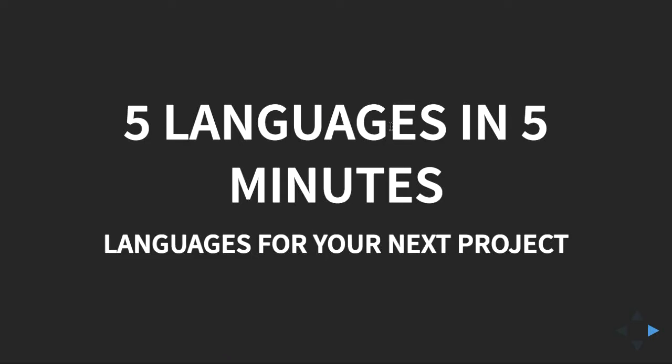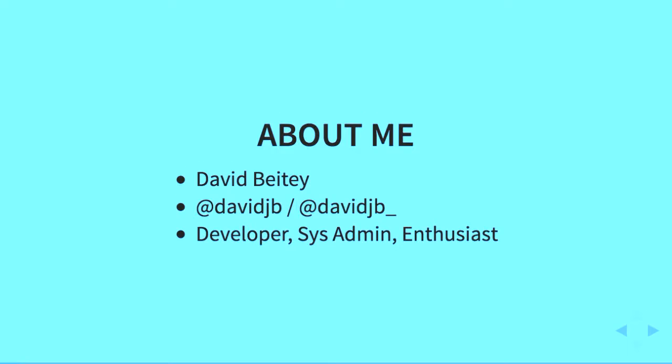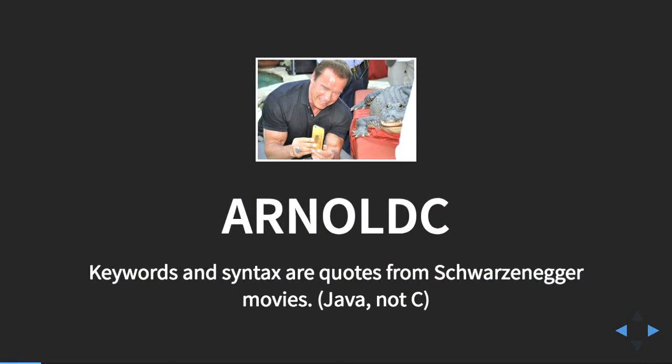Okay, so 5 languages in 5 minutes. So these languages you might think about using on your next project. Very quickly, I'm David. I'm a developer, system admin, and a very enthusiast. And essentially, let's get started. Arnold C. Who expected that? Essentially, it uses keywords and syntax from Arnold Schwarzenegger movies, and it's actually written in Java, not in C.